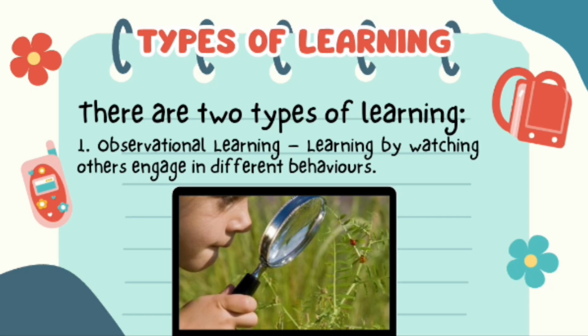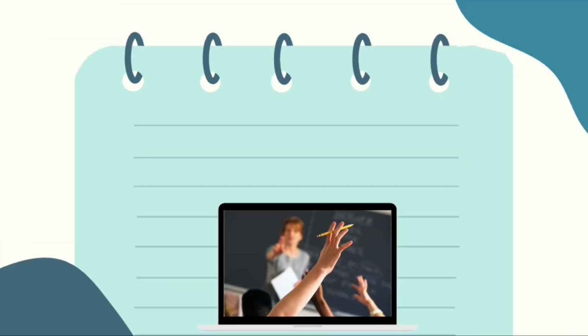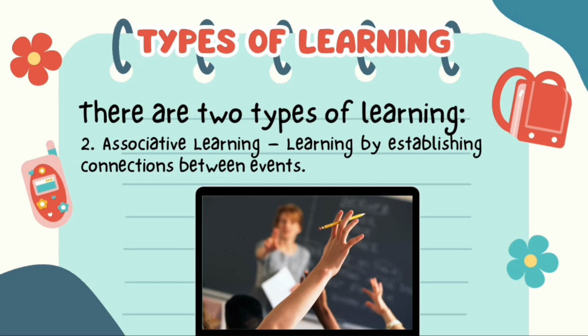Another thing is associative learning. In associative learning, learners connect one event to another. For example, when students associate high grades with hard work, they develop better study habits. Another example is learning to avoid touching hot objects because it previously caused pain. It is based on forming connections between stimulus and response.